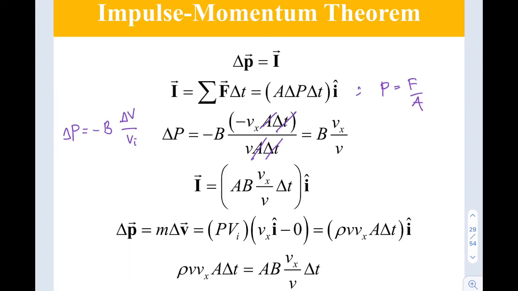And we know that delta P is equivalent to M delta V. So rho V initial times the Vx along I minus 0, because we are talking about change in. Then it is equivalent to rho V Vx, A delta T. So this one along I, or X component, right, is equivalent to A B Vx over V times delta T.